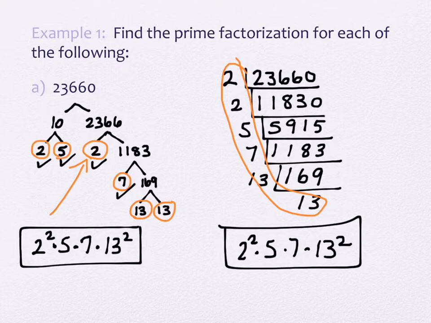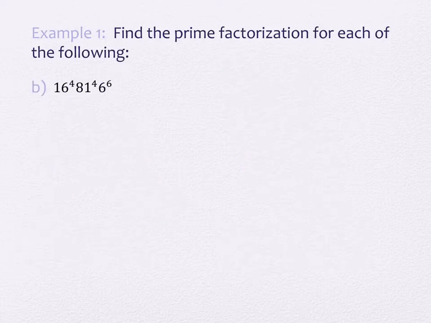Okay? Now, the next problem is not going to be so helpful to do with either of these methods. It's a different kind of problem. 16 to the 4th, 81 to the 4th, 6 to the 6th. This particular problem is already partially factored, right? I've got numbers raised to powers. I mean, that's a good thing. But what do you notice about each one of those bases? 16, 81, and 6. What's that? They're composite numbers. None of those numbers are actually prime. And even if some of them had been prime, not all of them are prime.